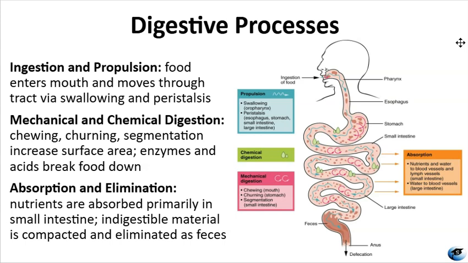And then finally, absorption and elimination take place. Most nutrients are absorbed in the small intestine, where they pass through the intestinal lining into the bloodstream. Any material that can't be digested or absorbed, such as fiber and waste, moves into the large intestine, where water is reclaimed and the remaining waste is compacted into feces to be eliminated from the body.